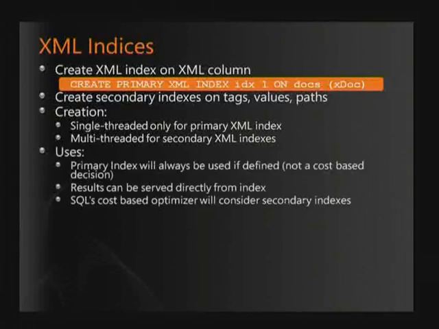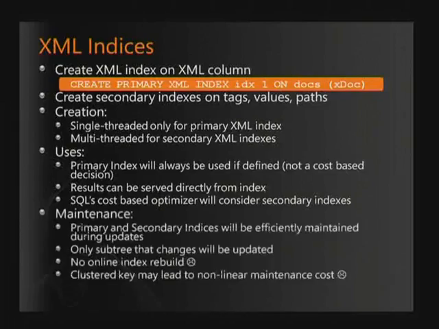If you define an index, the primary XML index will always be used if you have defined it. It's actually algebraized, which means that it's not a cost-based decision. Secondary indices are cost-based decisions, so the optimizer will use them depending on cost information. If you do maintenance, primary and secondary indices will always be maintained efficiently by only updating the changes of the subtree that actually has changed.